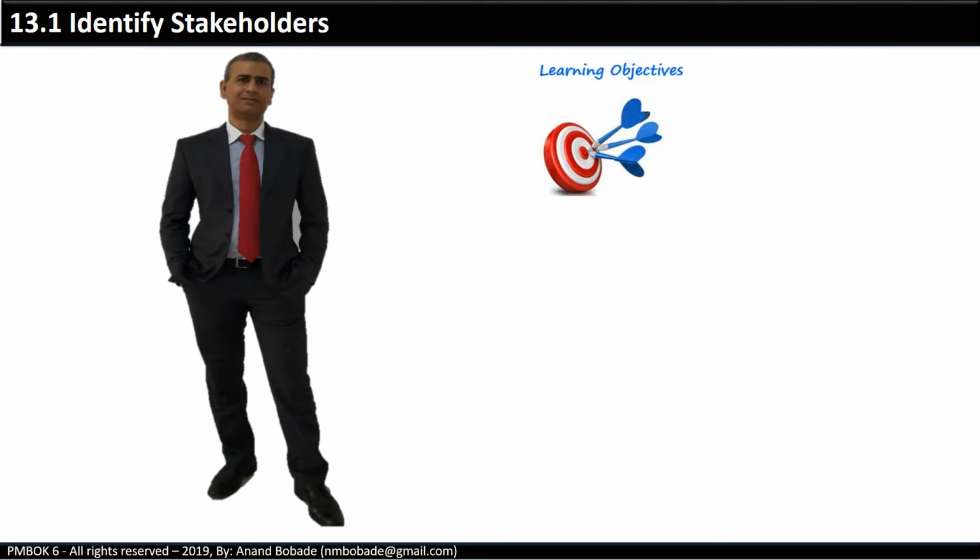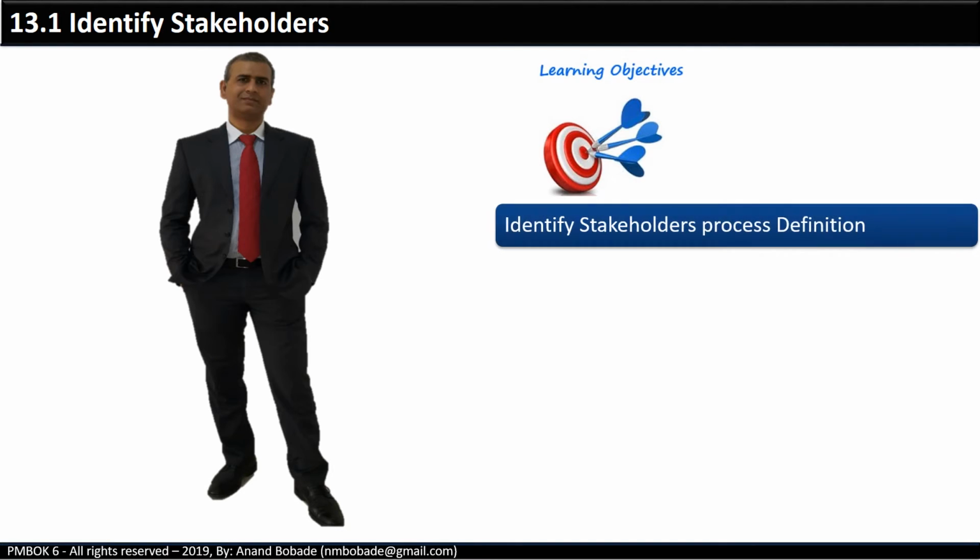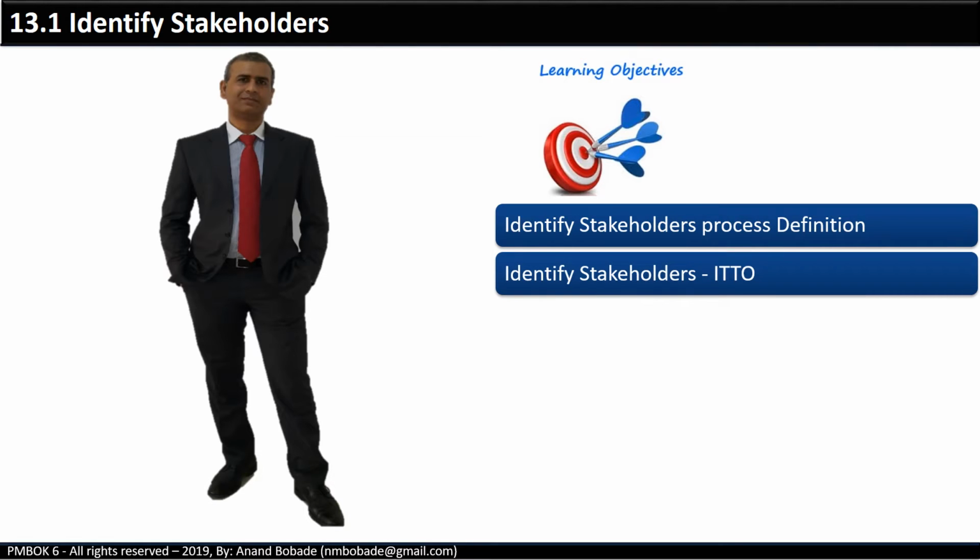Welcome back to a new session. This is a continuation of the stakeholder management knowledge area. In this session, we will study the identify stakeholder process. The learning objectives of this session are that we'll go through the identify stakeholder process definition, inputs, tools and techniques, and outputs.